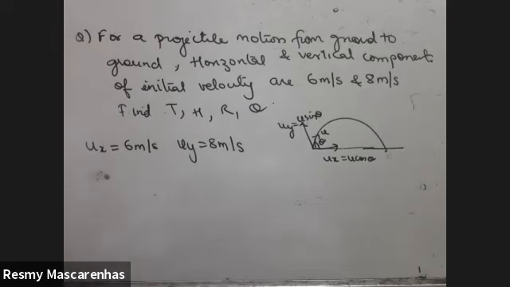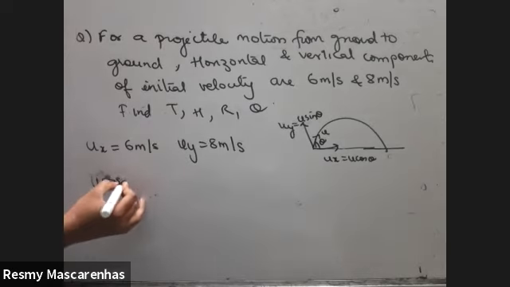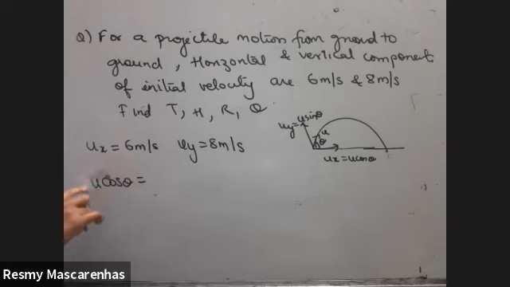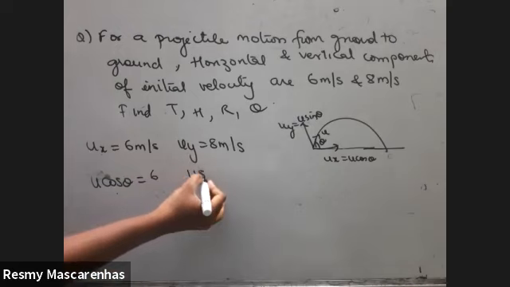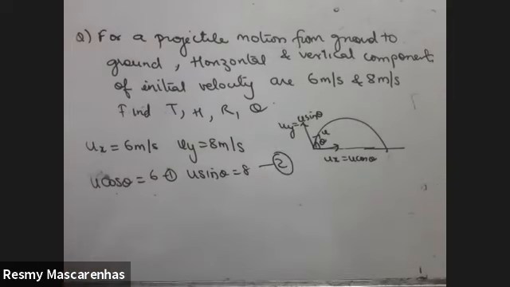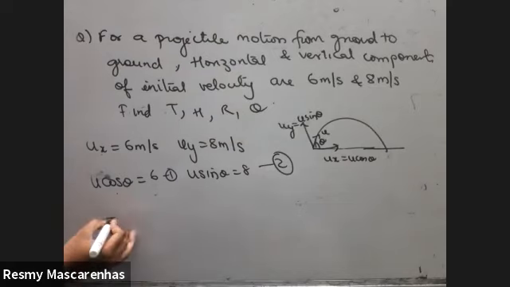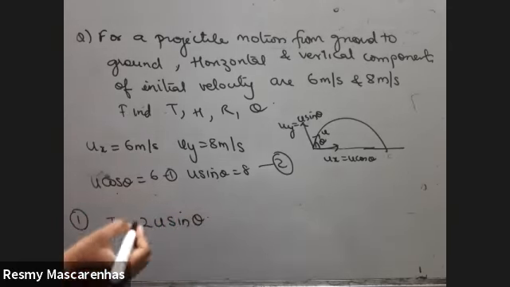Otherwise, what you can do, the formula is, this is what u cos theta. See, directly you can use this value also. What is ux? Ux is nothing but u cos theta. Same way, u sin theta is uy. This is equation 1 you can keep, and this is equation 2 you can keep. Now what all we have to find? Time. Time formula is what? 2 u sin theta upon g.